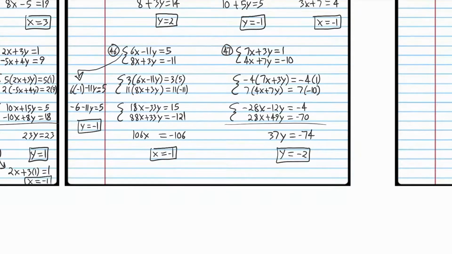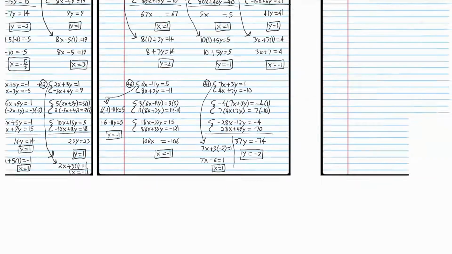All right, so again, we don't have much room here, but I'm going to try to use the top equation. 7x plus 3 times y, and we know what y is. It's negative 2. That's what we just figured out. I'm going to put a divider here. And x is equal to 1. So if you got x, good job.